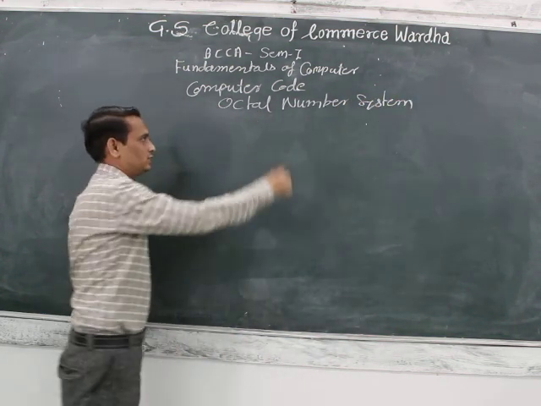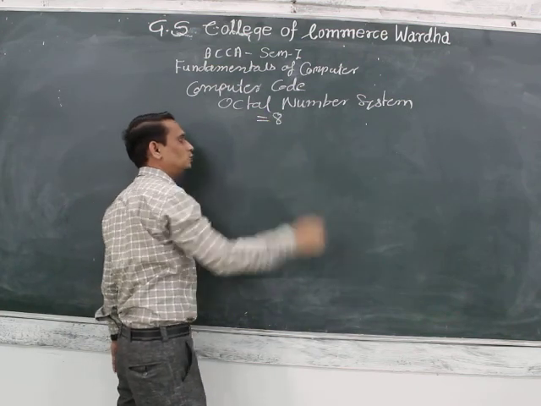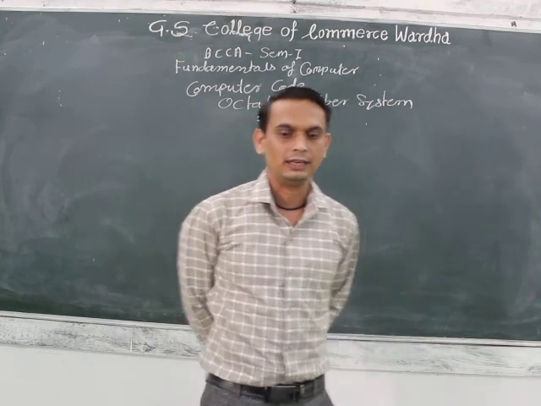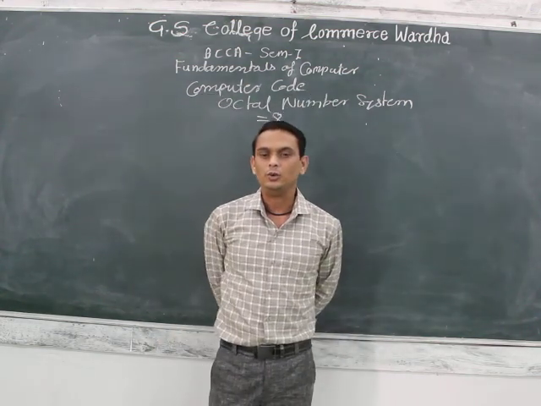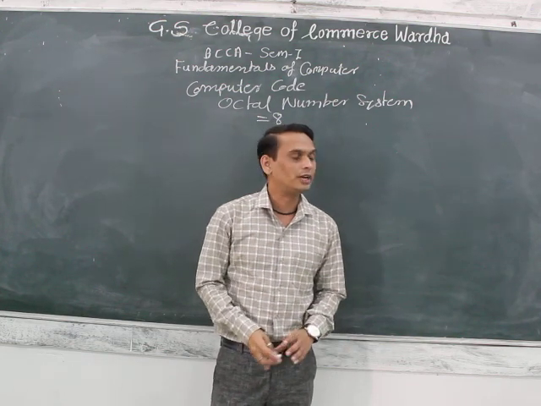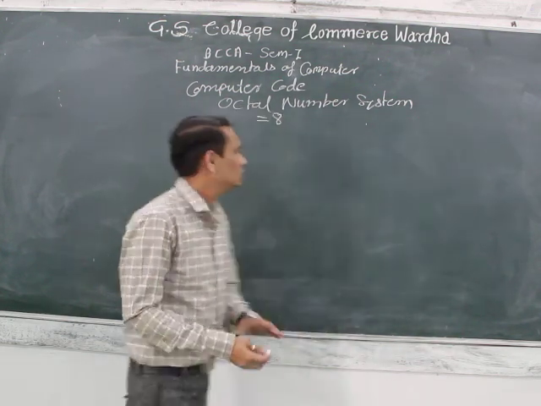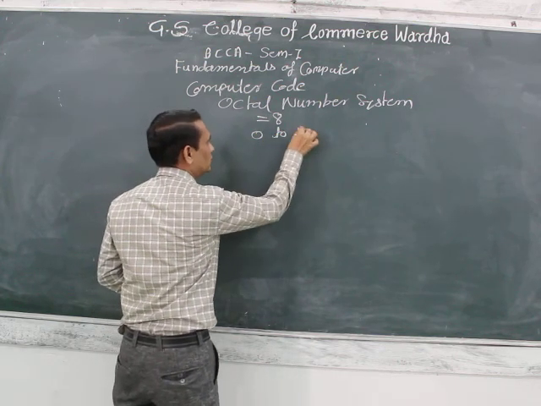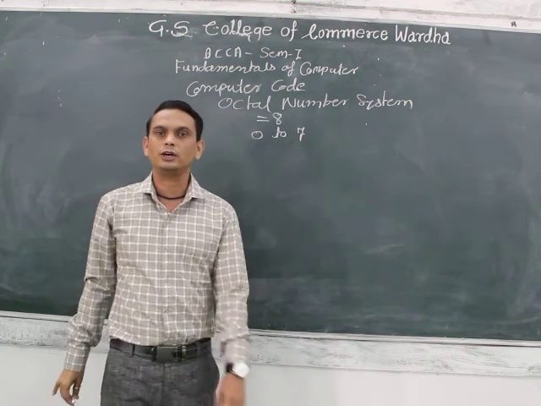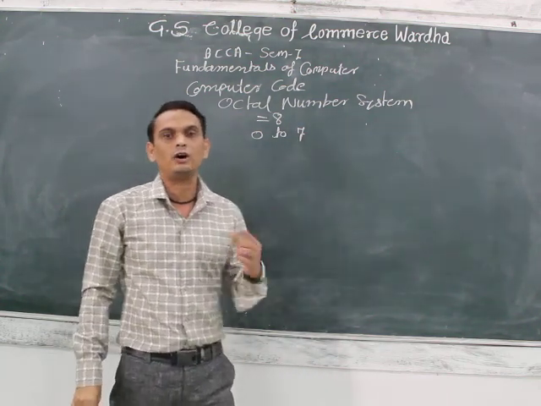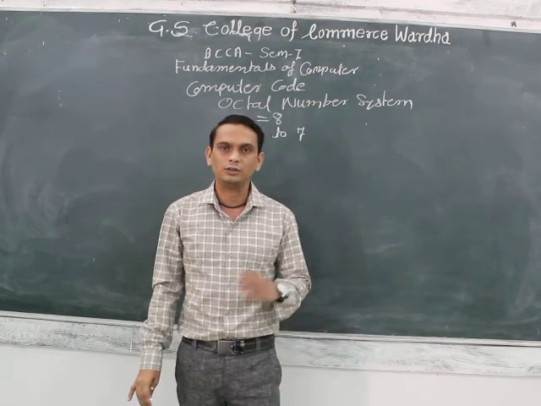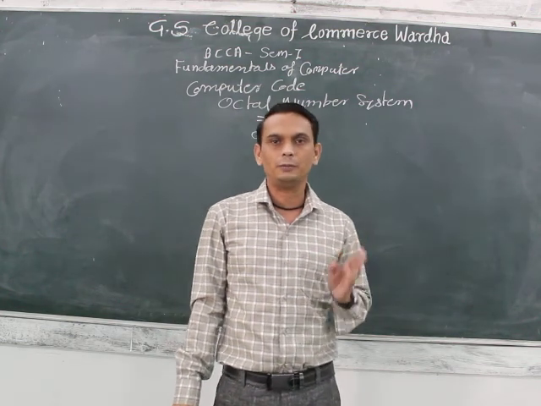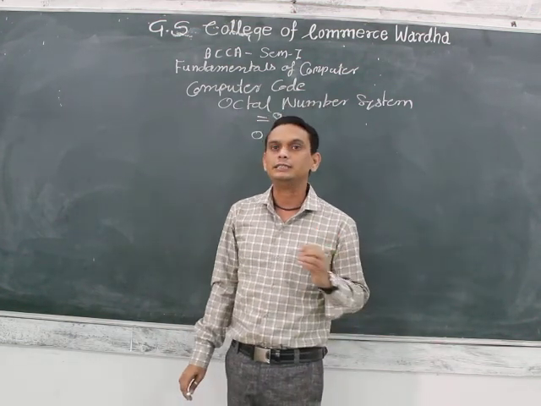Octal means 8. So it is also a positional number system and it has the base value 8. Hence there are only 8 symbols or 8 digits, that is from 0 to 7. The symbols 0 to 7 are used to create an octal number, just like we discussed for the decimal number, where digits from 0 to 9 can be included in a number that is called a decimal number.